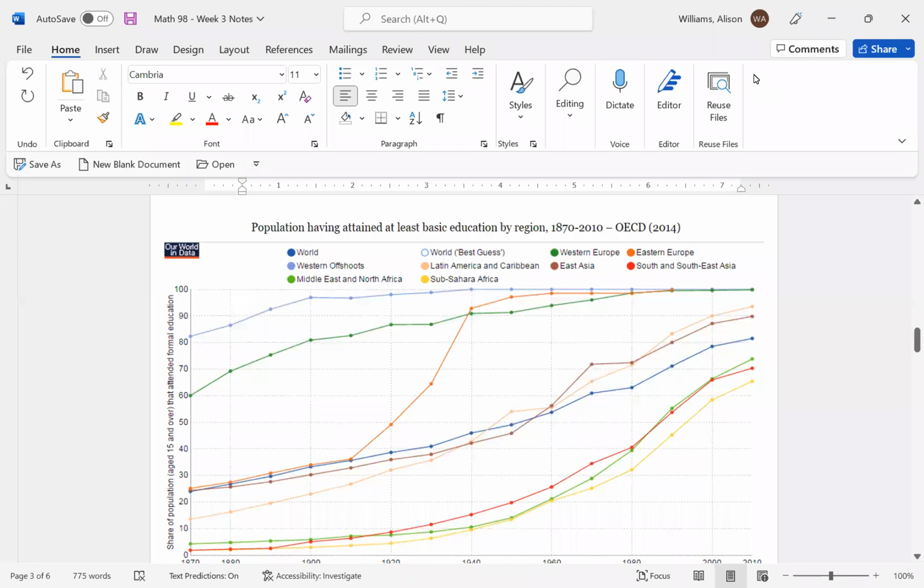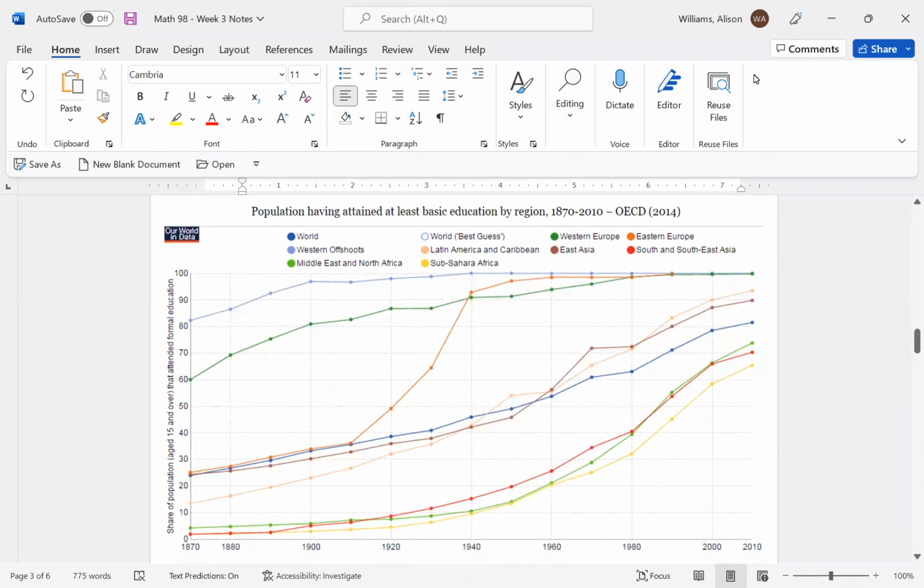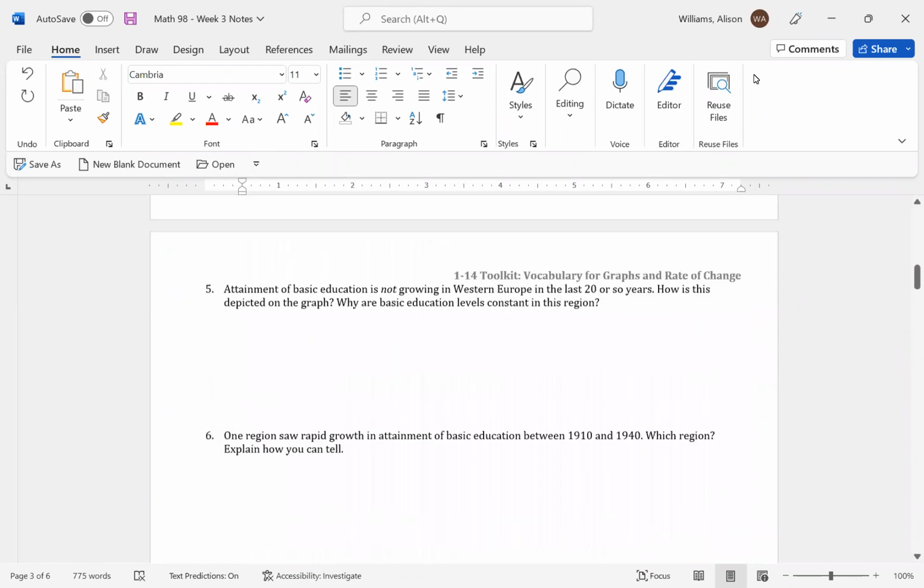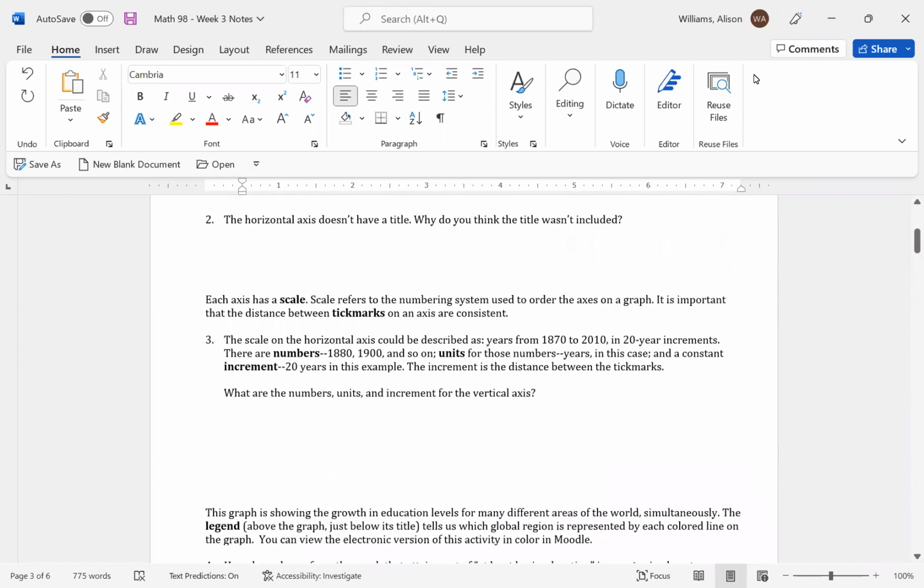Okay, so this particular graph we're going to refer to for these first few problems, and then we have 2 more graphs we're going to look at and answer some questions. So they'll start with some vocabulary here.